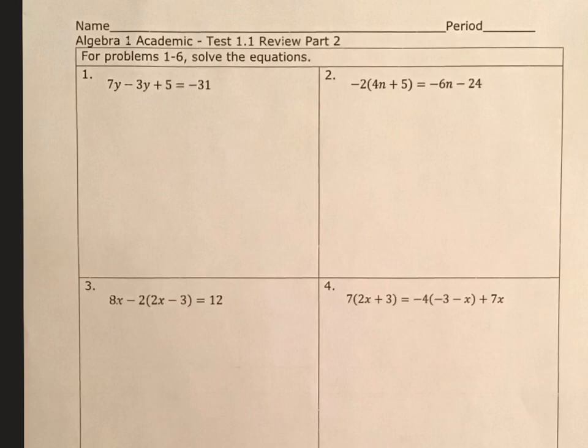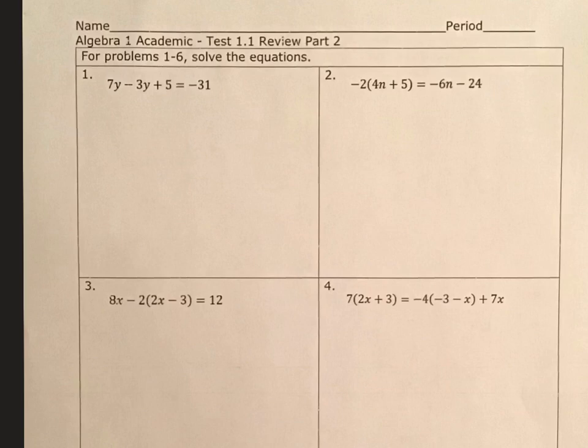Ponsdale on again. We are going to start working on test 1.1 review part 2. So if you might have your notes out from your part 1 review, we're going to follow the same 5 steps that we did on our part 1 review. Okay, our first step is to distribute. And on this problem number 1, we do not have any distribution, so we're not going to do that.